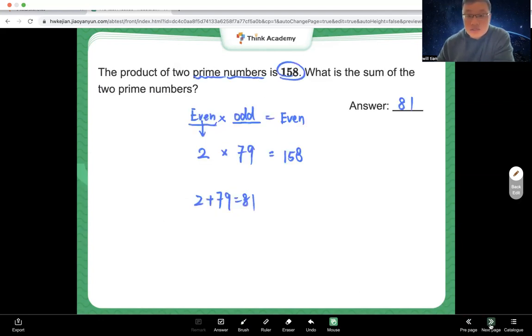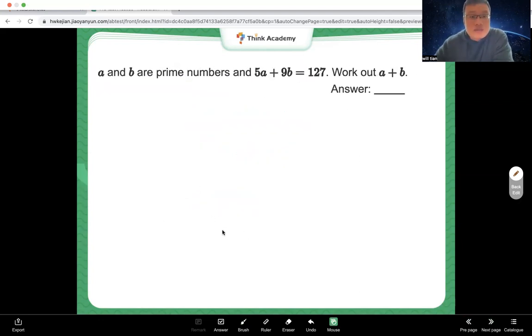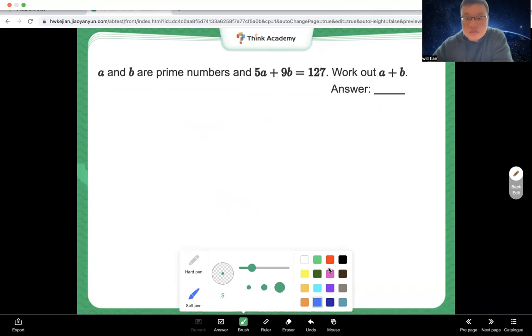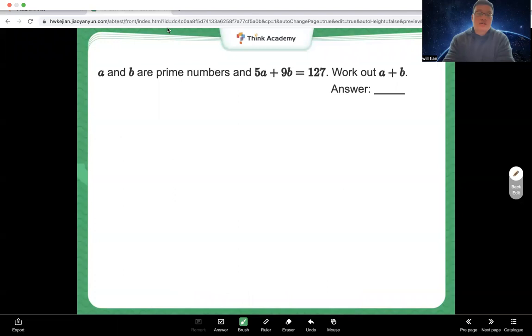Okay, next question. Yeah, this one. A and B are prime numbers, and 5 times A plus 9 times B equals 127. What is A plus B? So basically, guys, to solve this kind of problem, we're going to do the odd-even analysis, right? This one is an odd number. That's right. So how can you get an odd number?